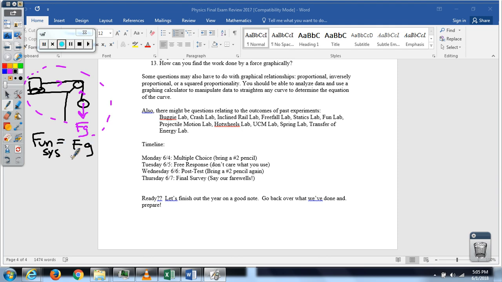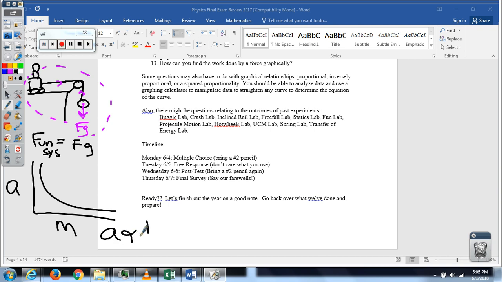But what we did was we varied the different masses that were on the car, and we graphed the resulting acceleration versus the mass. And what we found there was a hyperbola. So that suggested to us that the acceleration was inversely proportional to the mass.